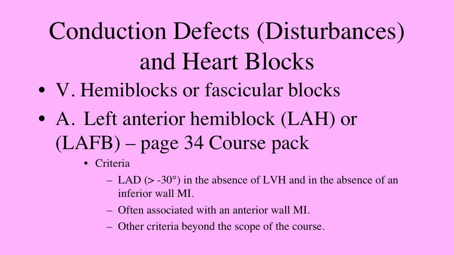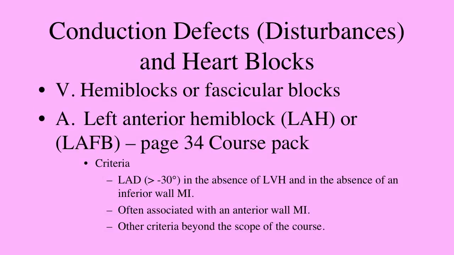If you look on page 34, we have an example of left anterior hemiblock and the criteria listed on this slide. Generally, this is called based just on axis deviation, left axis deviation greater than -30, in the absence of LVH and in the absence of an inferior wall MI. Those things can give you left axis deviation, but if you have left axis deviation and it cannot be explained, then generally you make the call of left anterior hemiblock, left anterior fascicular block.